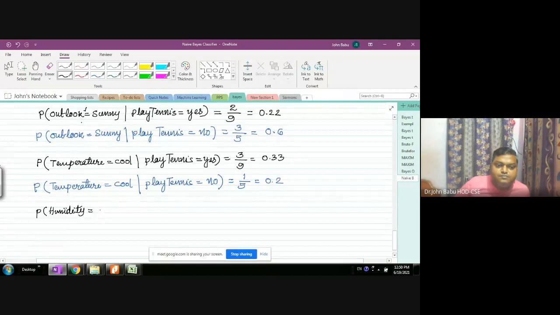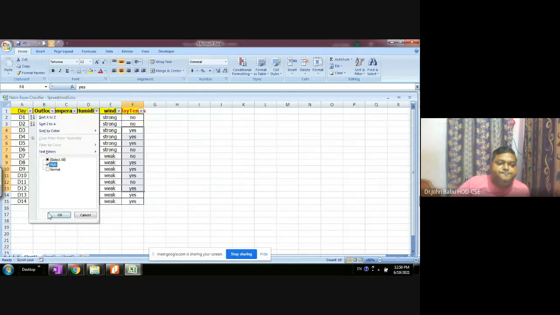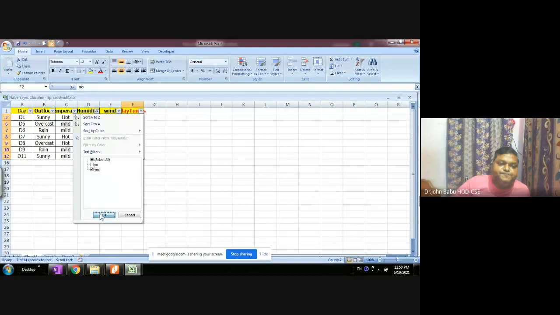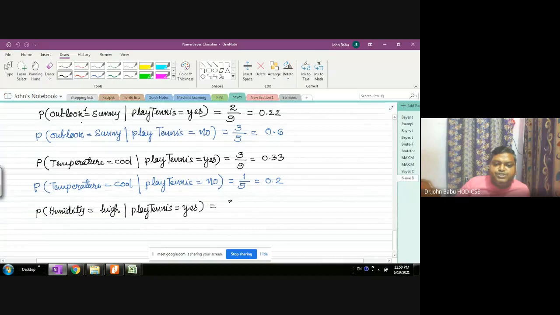Humidity is equal to high, given that play tennis is equal to yes. See the data. Humidity high. Total examples are 7. Out of 7, how many yes? 3 yes, 4 no. Total 7. So 3 yes, 4 no. Equal to 3 by total yes of 9. Probability is 0.33.